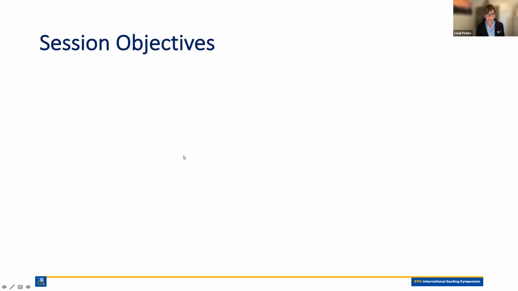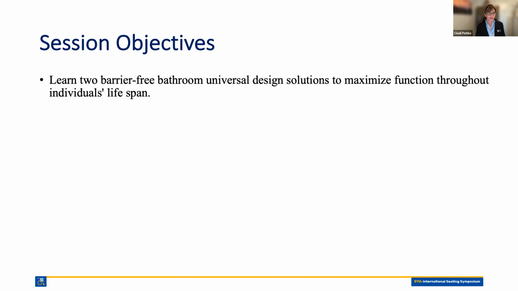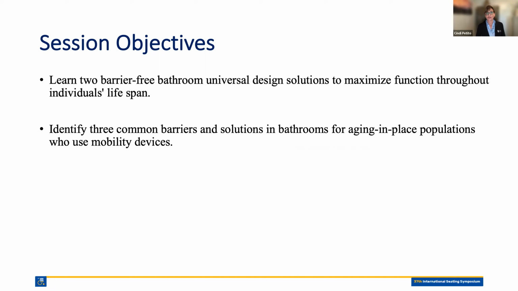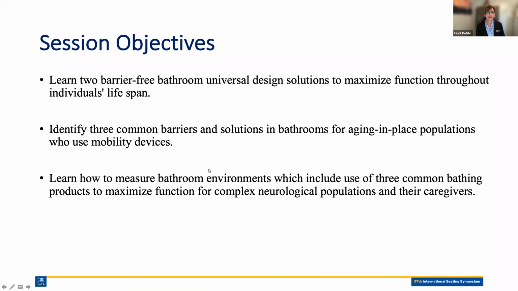All right, so the objectives for the session today are to learn two free barrier-free universal design solutions that will maximize function through the individual lifespan; to identify three common barriers and solutions in bathrooms for our aging in place populations, particularly those who use mobility devices; and to learn how to measure the environment in bathrooms, which includes three common types of products to maximize function for our CRT clients and their caregivers.